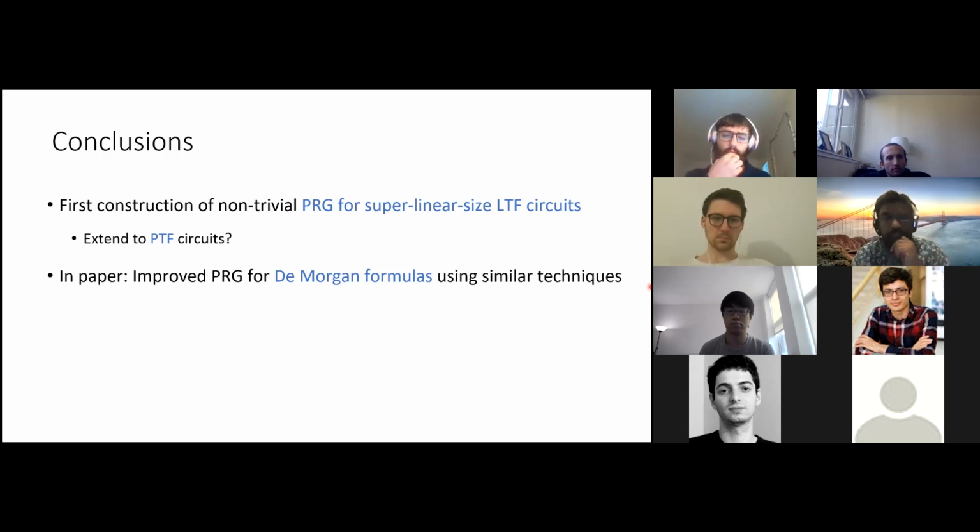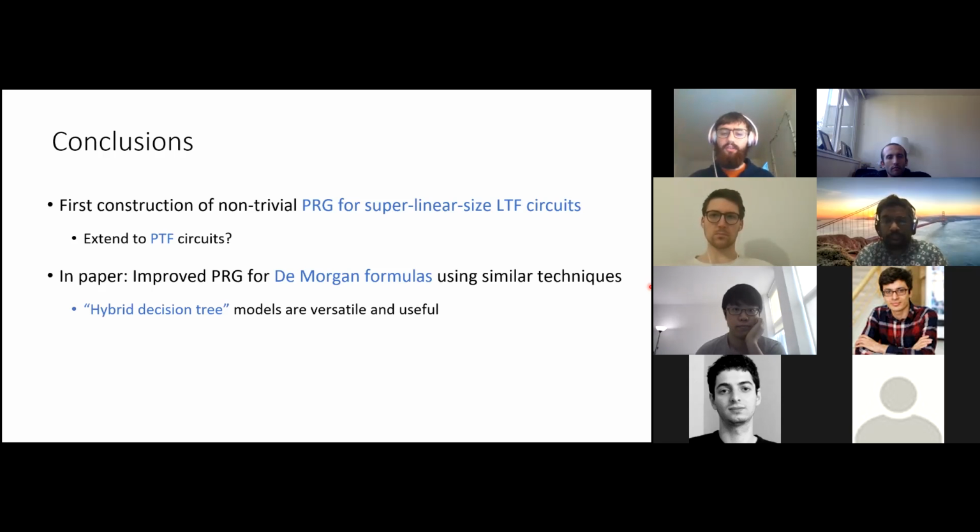In the paper, we have another pseudorandom generator that we present using somewhat similar techniques for a different model of computation, though, for De Morgan formulas. And so once again, it uses this sort of hybrid decision tree type of framework. And so I think this helps to showcase just how flexible and versatile this hybrid decision tree framework is.